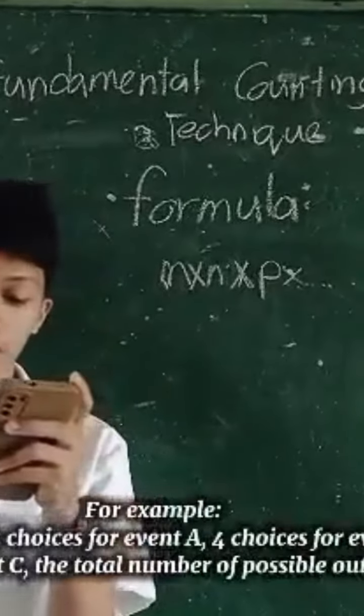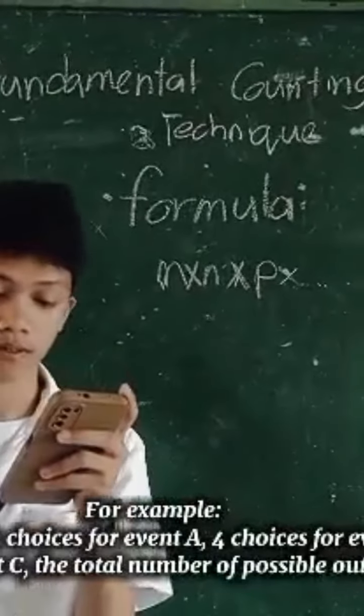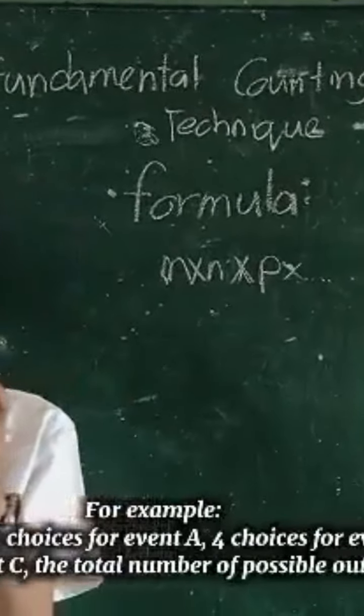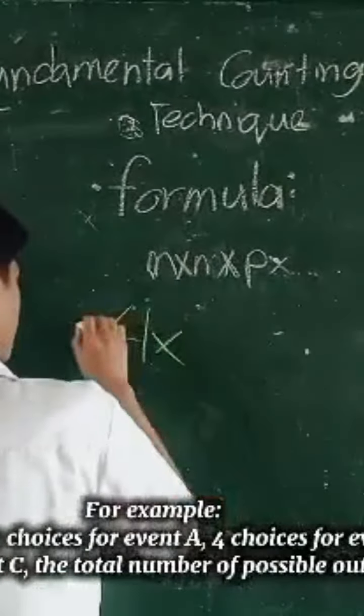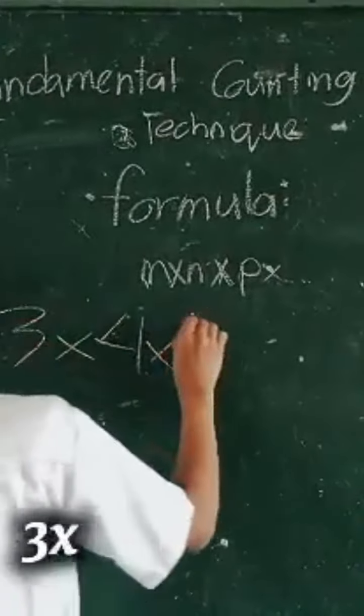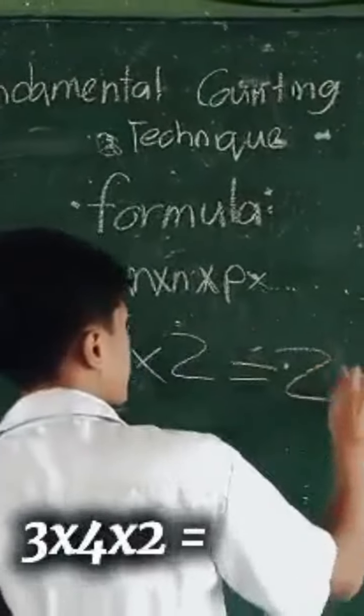For example, if there are 3 choices for event A, 4 choices for event B, and 2 choices for event C, the total number of possible outcomes would be 3 times 4 times 2 equals 24.